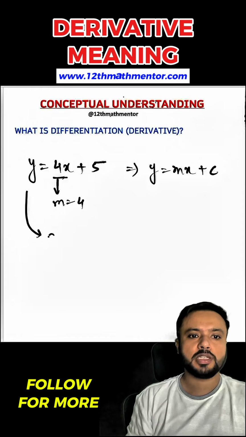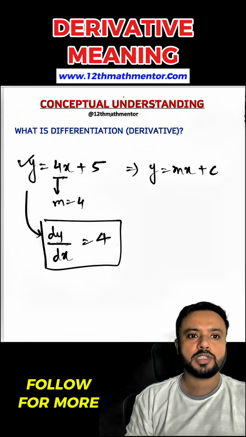Now let's differentiate this function. When I do dy upon dx, I'll get 4. That means when I differentiated this function, I got its gradient. So I got a constant value because the gradient of a line is constant all the time.